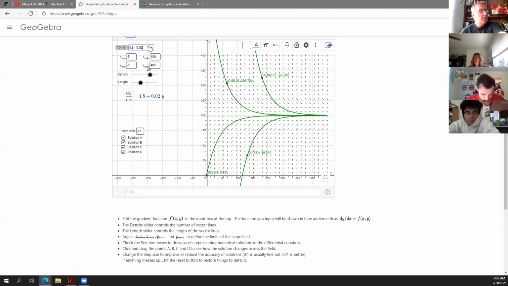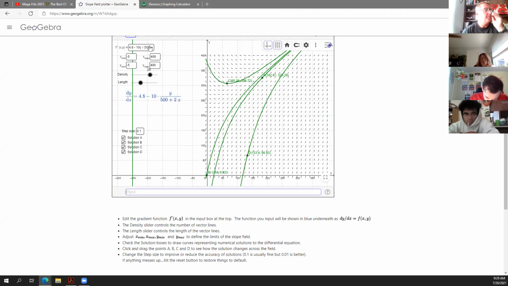So it was still 4.8, still minus, but now it's 10i, which for us would be 10y divided by parentheses again, 500 plus 2t, which for us would be 500 plus 2x. So I'm looking down here to see if what I typed in is actually right. 4.8 minus 10 times y, yeah, looks good.